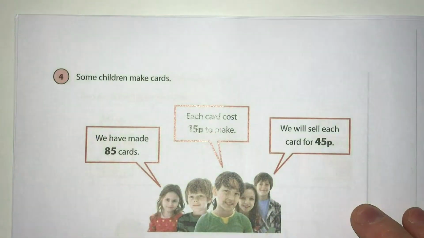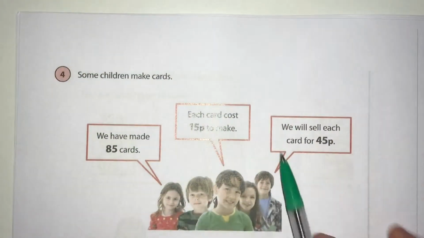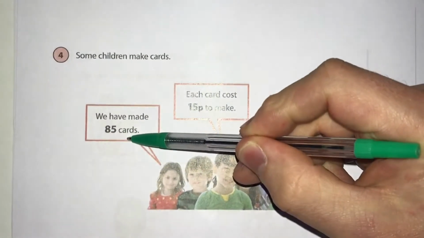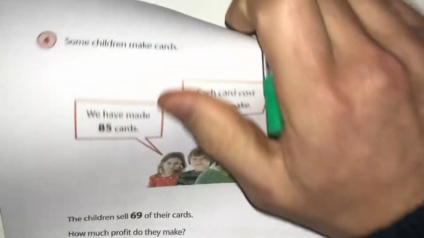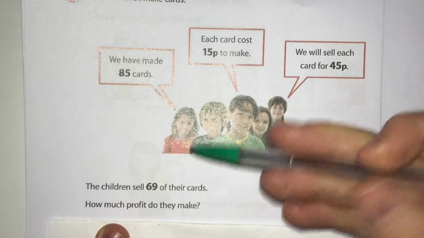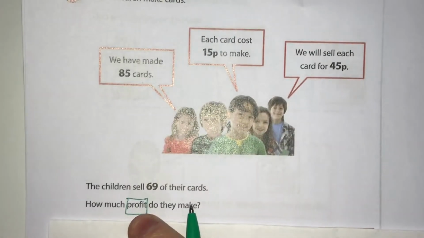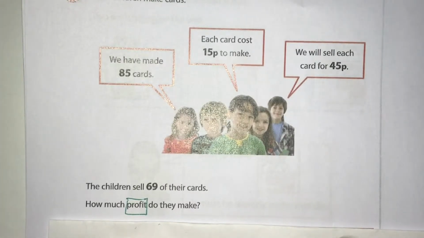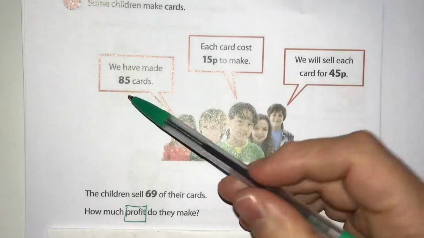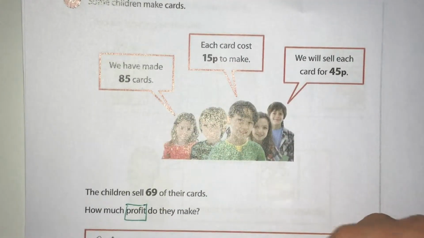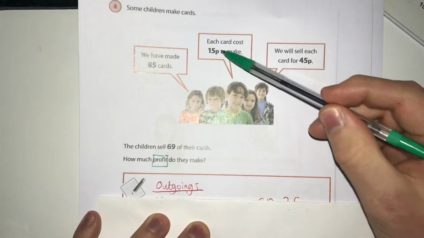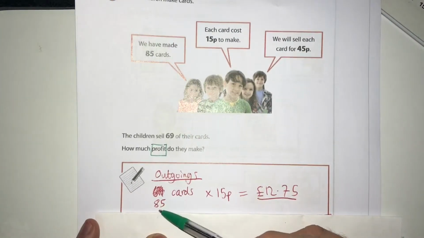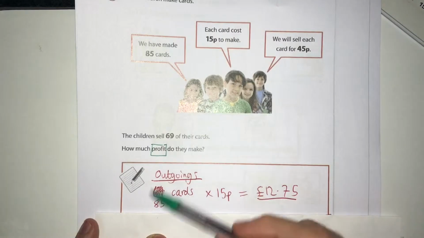Okay, so if some children want to make cards, the children sell 69 of them, we know they've made 85. The question is talking about profit. If I just scroll up a little bit. If you're working out profit, then it's simple. To find out the profit, you've got to find out what you spent first, then subtract the two numbers in terms of what you've made when you've sold them. So, what are our outgoings? Well, we know we made 85 and then 15p for every single one. So I'm going to start by doing 85 cards times 15p to find out the total cost.